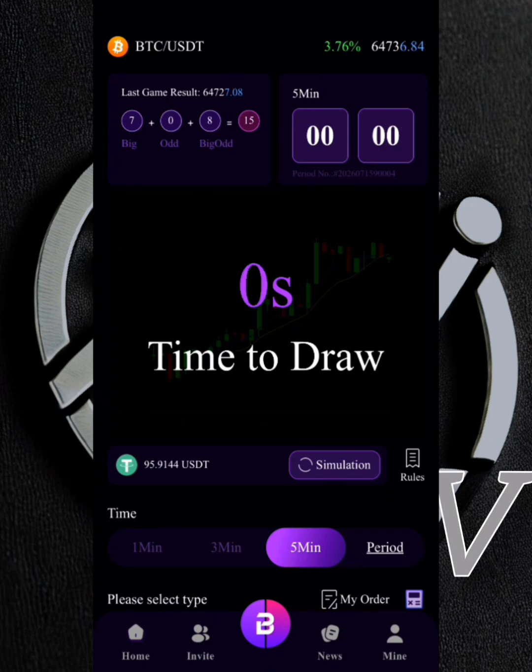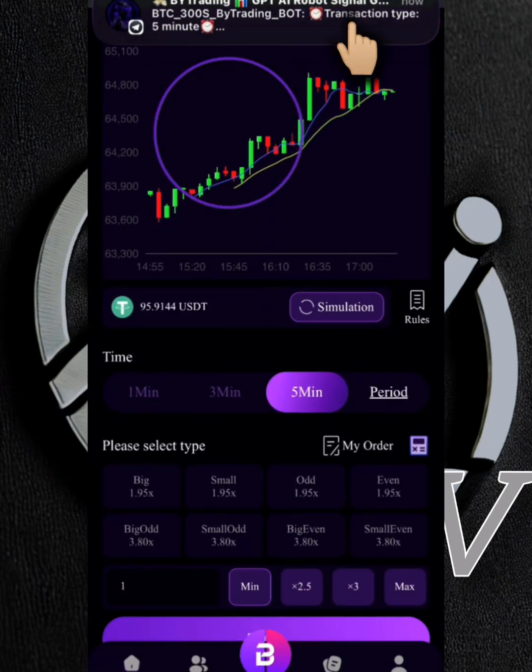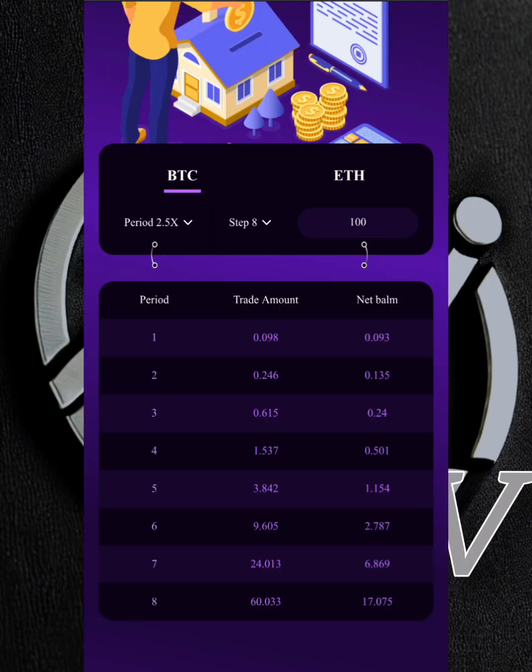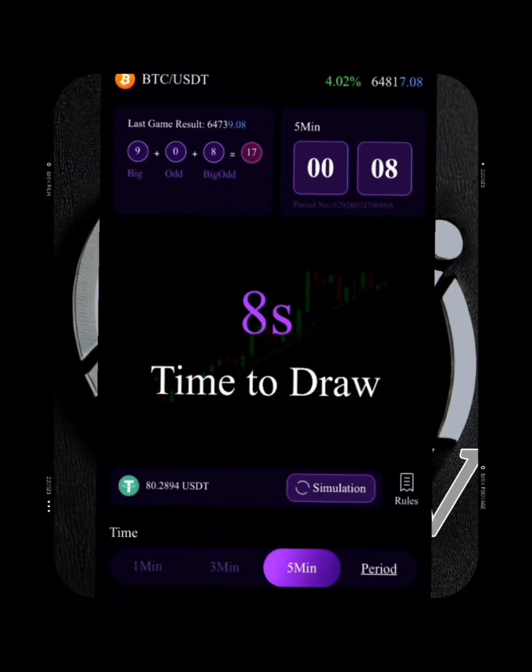The result has been out, guys, and this was still a loss. It has been dropped, saying we should trade even with a recommended quantity of 5. Currently, this is the fifth phase, so it is telling me that I should trade an amount of 3.842. So I fixed that there and I'm currently waiting for the countdown.